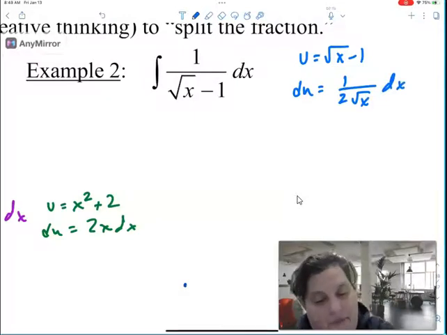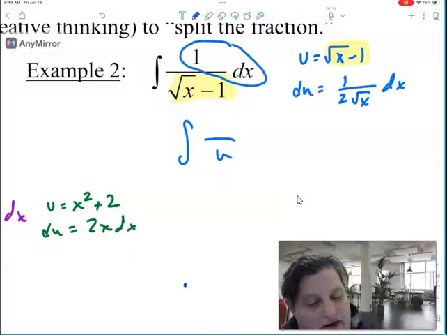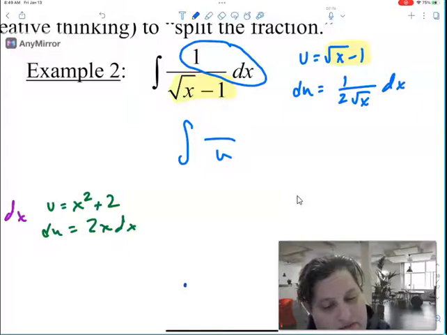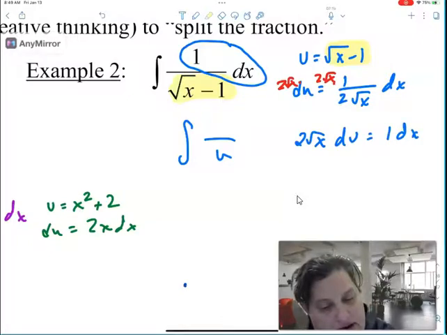And I've got to start subbing in. Well, right here, that turns into u. But then I have to fix this, and I have 1 over 2 square root x dx, but I only wanted 1 dx. Look what I'm going to do. This is going to be a little tricky. Let me solve for dx by multiplying the 2 square root x over here. You see that? So 2 square root of x du is 1 dx.